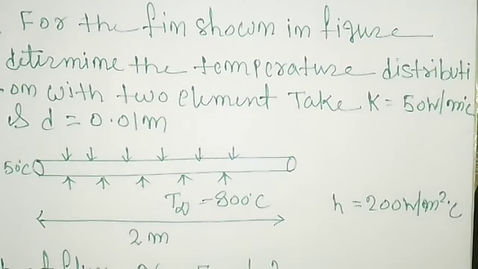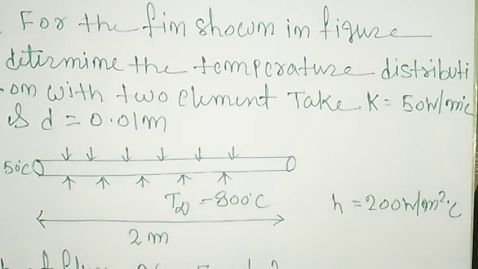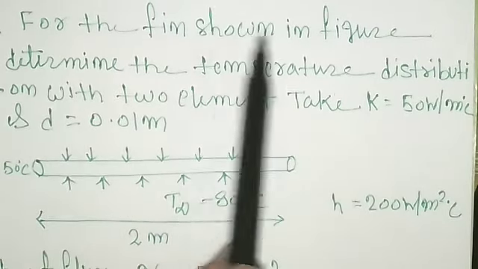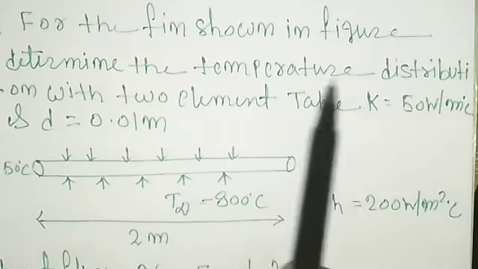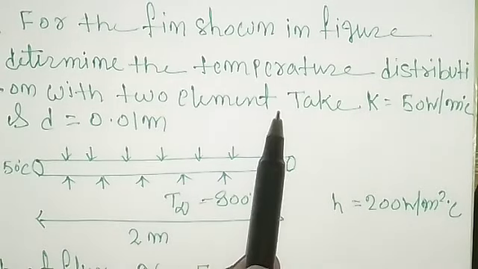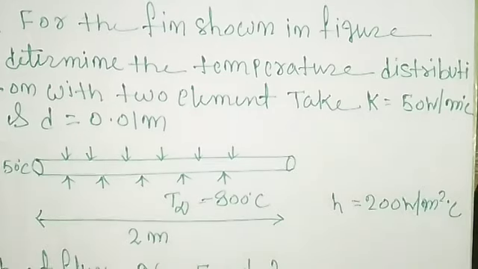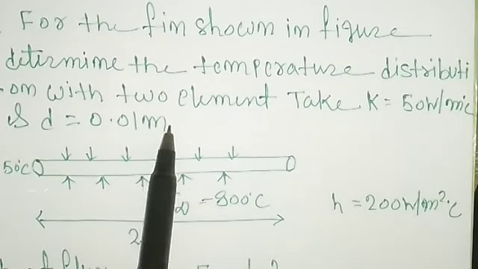Now in this video we will solve one problem related to heat transfer by using finite element methods. Actually the problem is from fin, that as you know the fin is an extended portion which is used to increase the heat transfer rate, right? So now we have a problem on the screen: for the fin shown in figure, determine the temperature distributions with two elements. Take thermal conductivity as 50 watt per meter degree centigrade and the diameter as 0.01 meter.